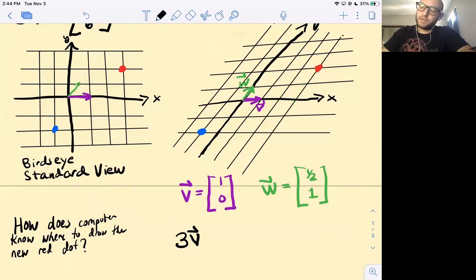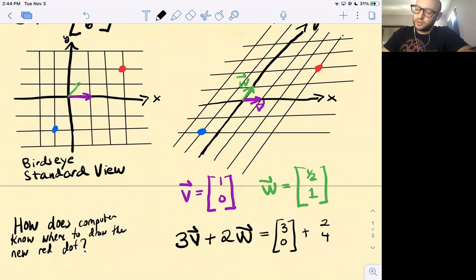So I'm going to write it here. We do 3V plus 2W. And let's just write out what that is. This would be 3 times V, that's just going to be 3, 0. Plus 2W, W is going to be 1 half, 1, so 2 of them would be 1, 2... 2, 4.